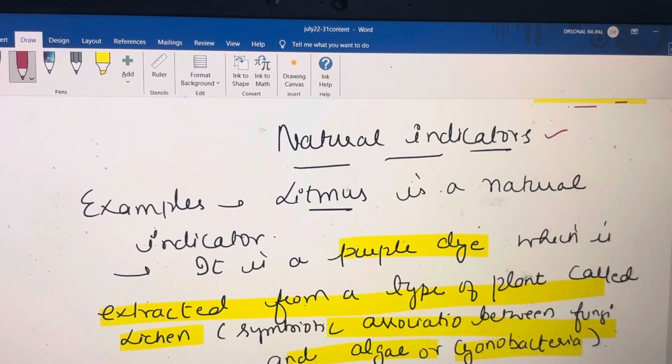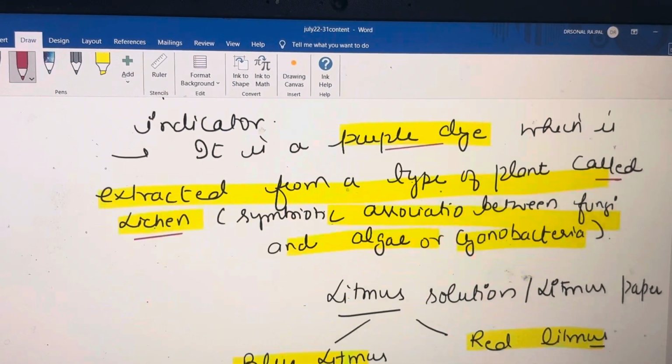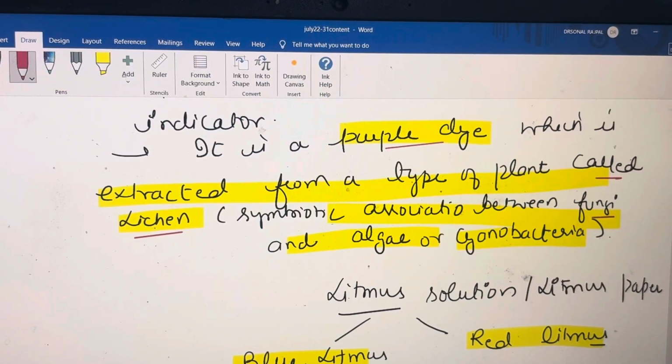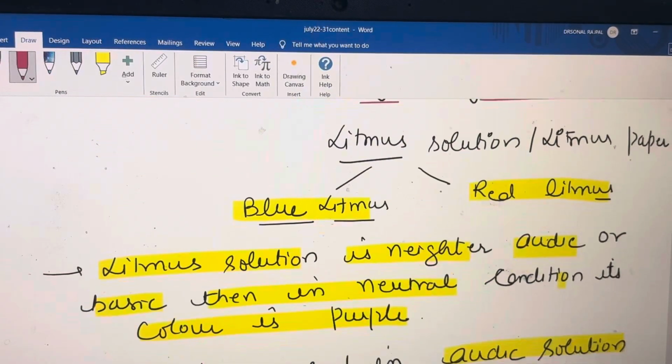Students, a natural indicator example is litmus, which is a universal natural indicator. It is a purple dye which can be extracted from a type of plant called lichens. Lichen is a symbiotic association between fungi and algae, or cyanobacteria. So you can obtain this from nature. Litmus exists in the form of solution or litmus paper, and it is of two types: blue litmus and red litmus.